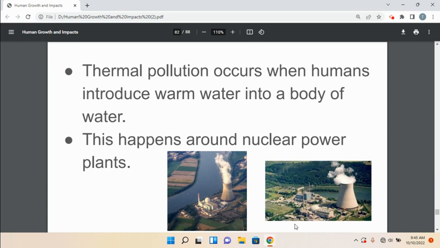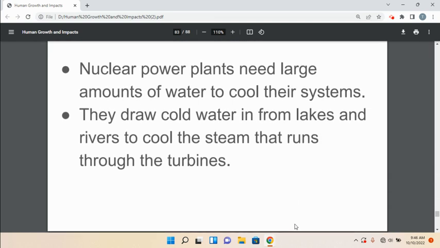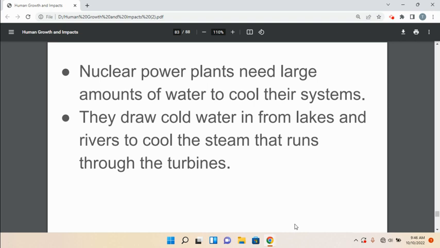We're going to talk a little bit more about nuclear power plants in our renewable, non-renewable energy unit. Thermal pollution occurs when warm water is introduced into a body of water like a lake or a river. It happens around nuclear power plants because they need a lot of water to keep their cooling systems cool. You'll see nuclear power plants are most often built next to rivers or lakes. They draw large amounts of water in from those lakes or rivers to cool their systems.